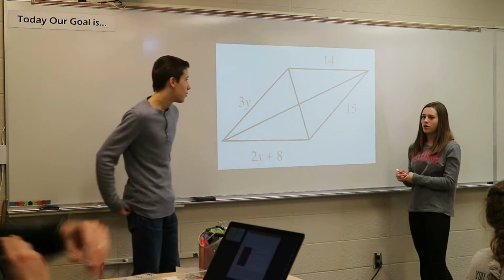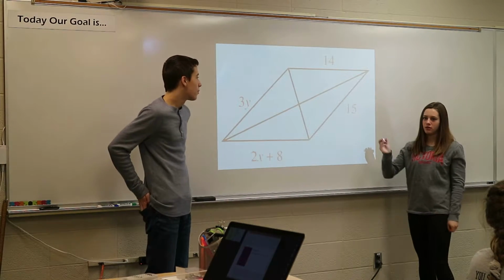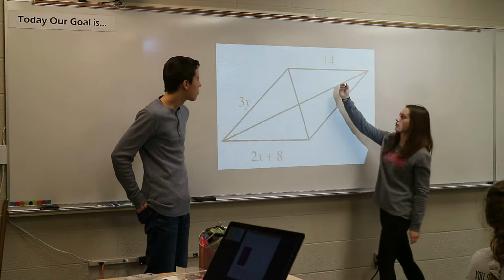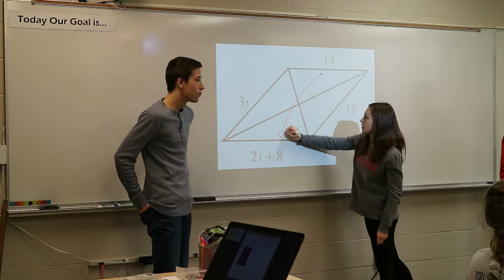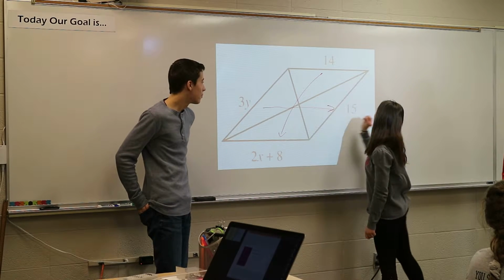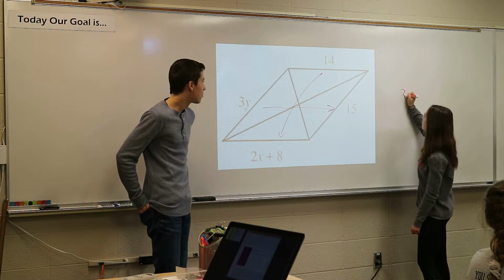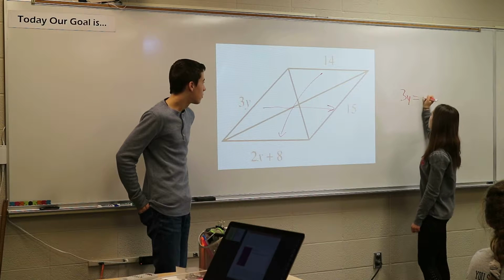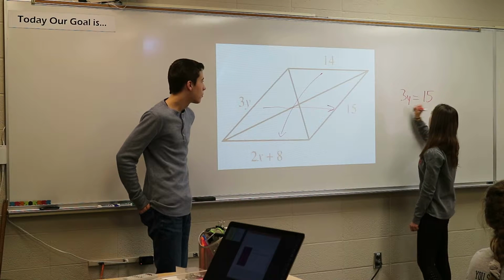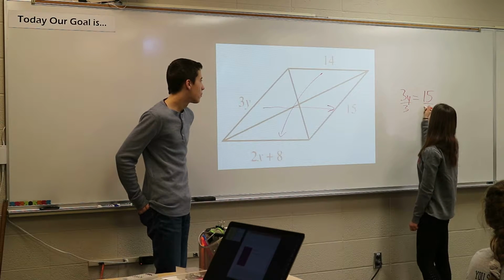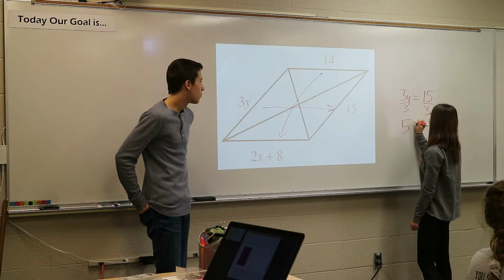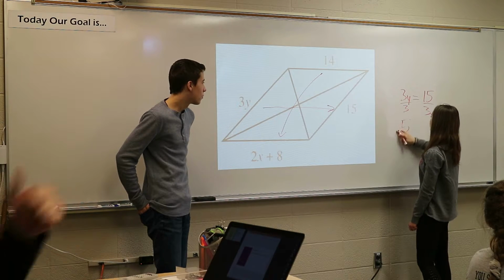Okay, so use 6.3, the opposite angles, or opposite sides. So this equals this equals this. So to find the variables, you set them equal to each other. So 3y equals 15. Divide them both by 3, and you get 5. Okay, that's the one side.